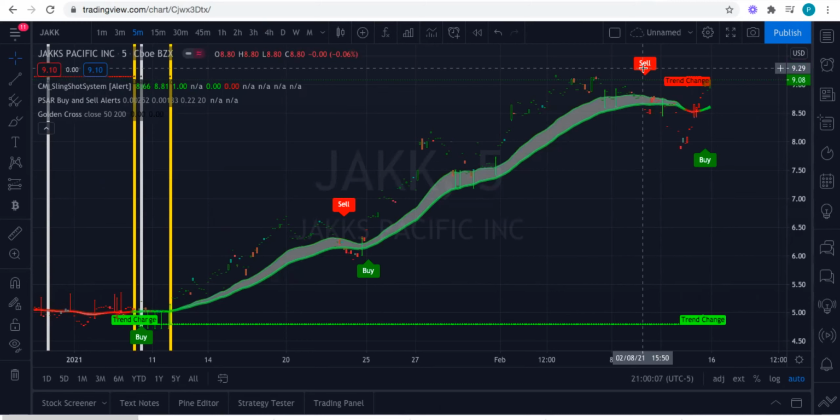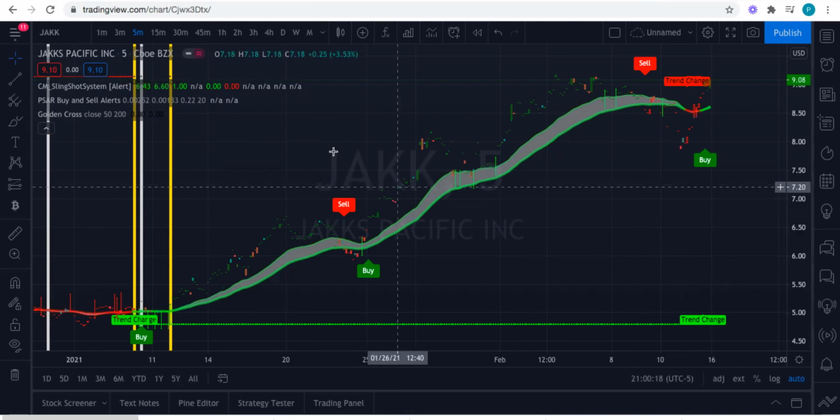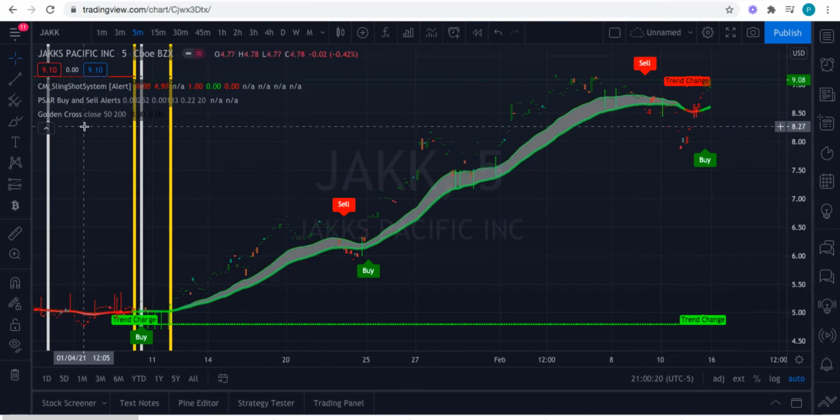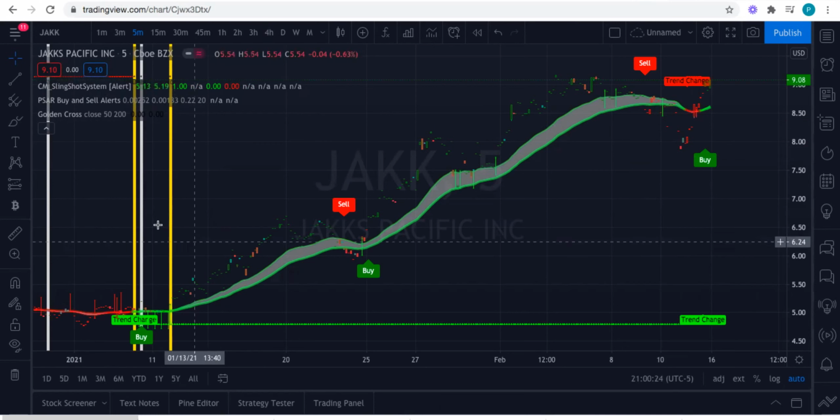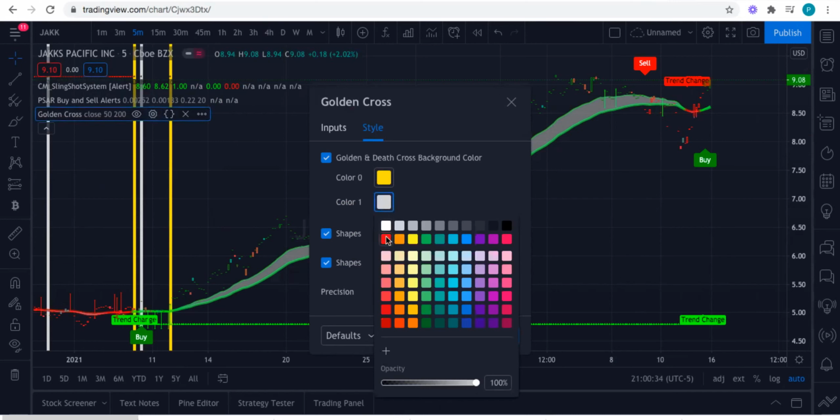When the 50-day moving average crosses down below the 200-day moving average, wow, this is crazy right now. So when the 50-day crosses down below the 200-day, that is a death cross. Now, I don't like these white death crosses. I like the red death crosses. So I'm going to go into the settings here and change this from white to red.